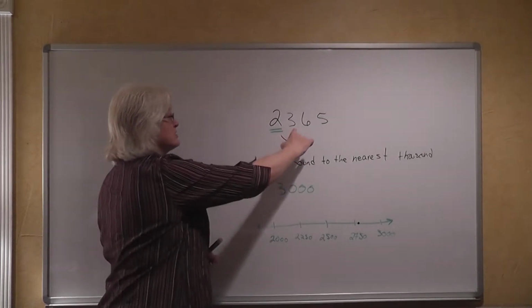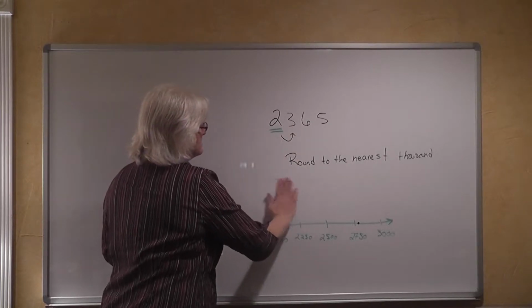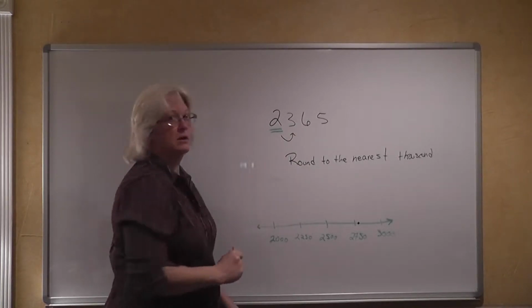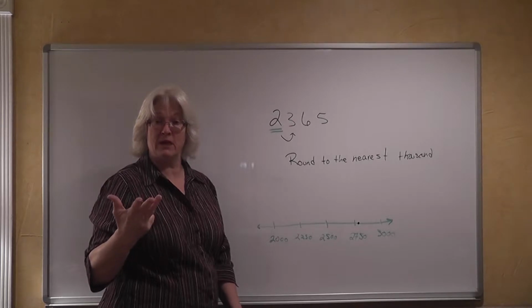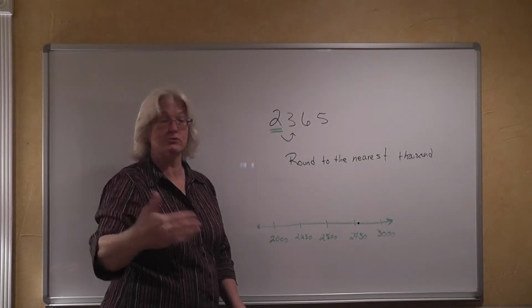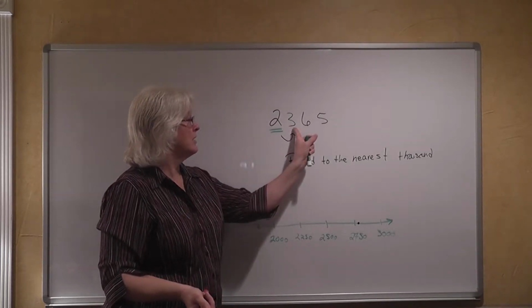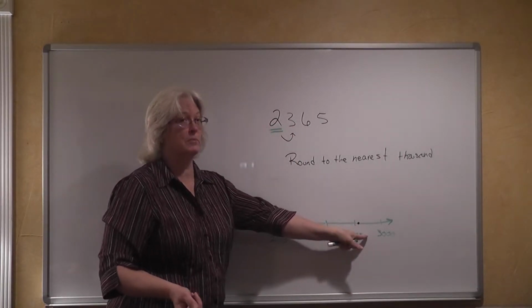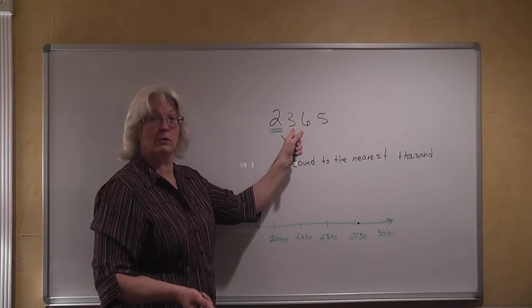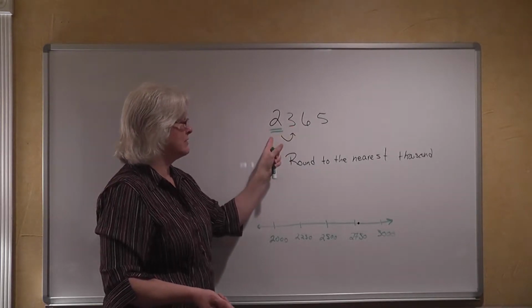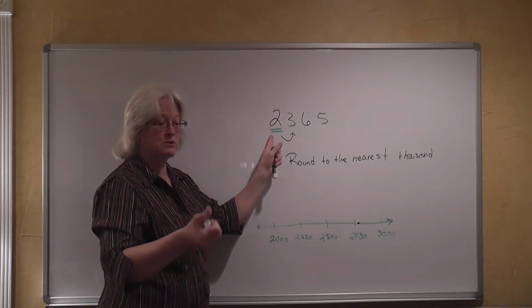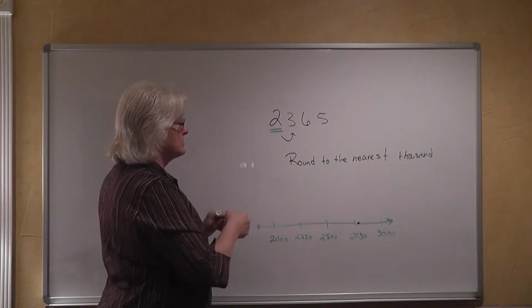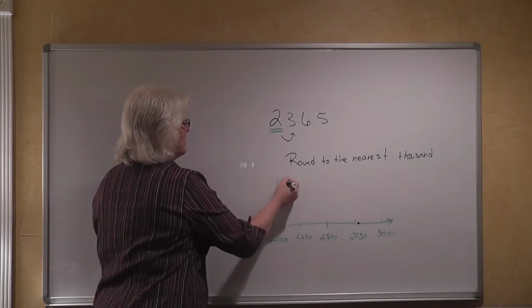We look at this digit. It is not a 5, 6, 7, 8, or 9, because our last rule said if it's a 5 or greater, we're going to increase this digit by 1. We're going to round up. If it's 4 or below, does that mean that this 2 is going to become 1 so that it rounds to 1,000?